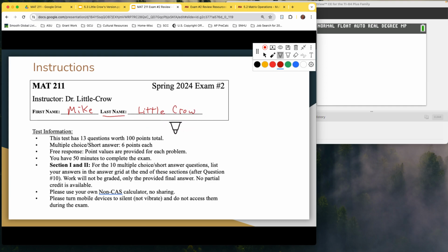Sometimes Canvas will do things. It took me years to get it to be Little Crow and not Crow Little, but anyway, we got through that. These are your instructions.